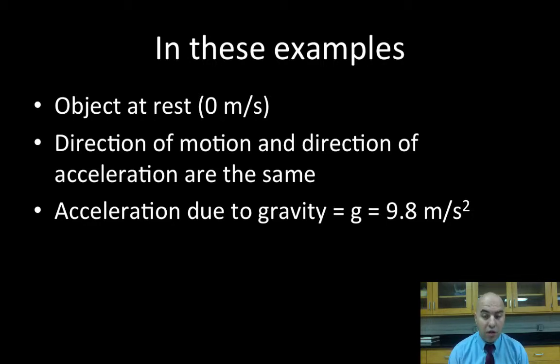And also, just a little reminder of something that we've talked about before. Acceleration due to gravity, when something's in free fall and gravity is the only thing that's causing it to accelerate, we call that little g, or 9.8 meters per second squared, about 10 meters per second squared or so. But let's dive into this.